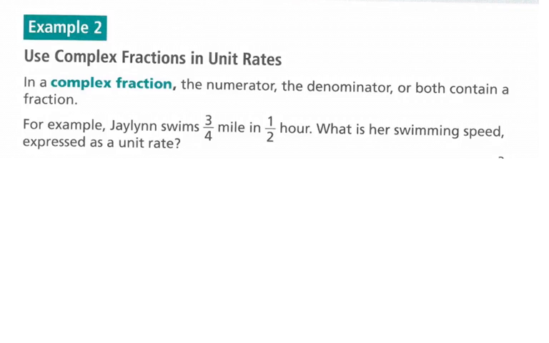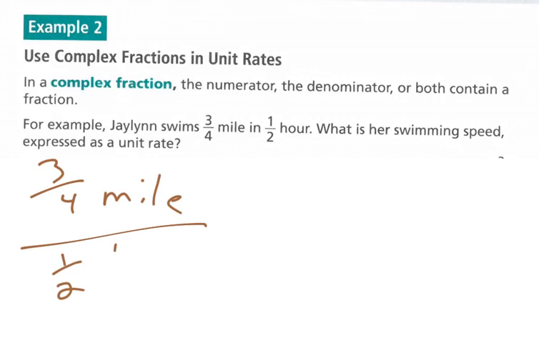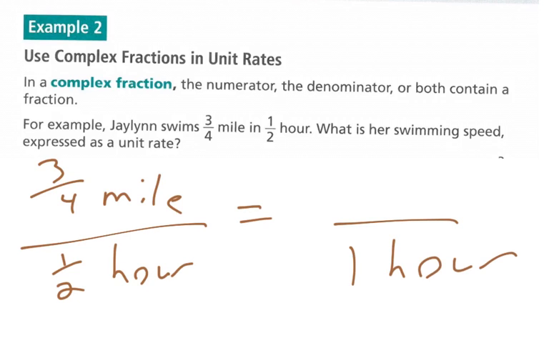Now, sometimes they might give you a unit rate problem with fractions. We're still doing the exact same thing. It just kind of looks a little bit different, or it might look weird the first time you see it. So this one says, for example, Jalen swims 3/4 of a mile in a half an hour. What is her swimming speed expressed as a unit rate? So she's got 3/4 of a mile in a half of an hour, and we want to know her swimming speed in 1 hour.